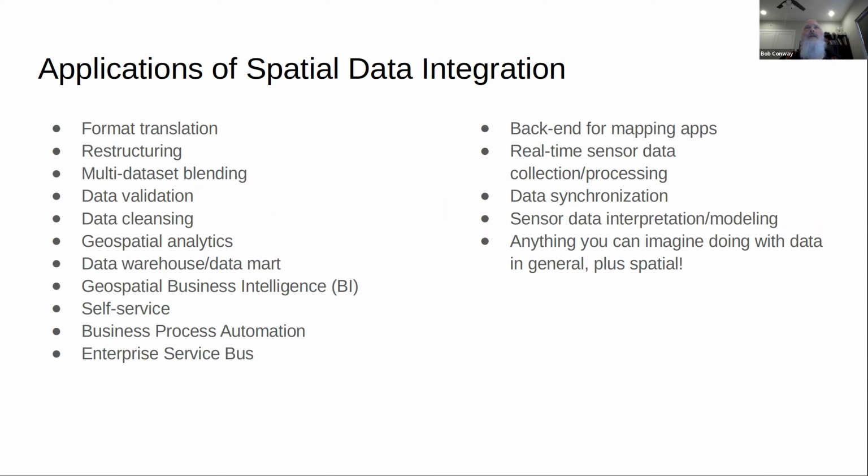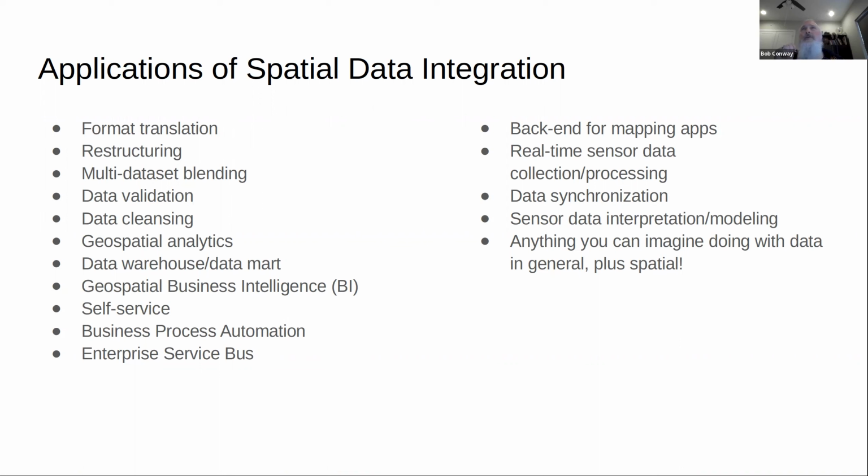Here's a smattering of industry-independent applications for spatial data integration, including format translation, restructuring, multi-data set blending, data validation and cleansing, geospatial analytics, data warehousing and data marts, geospatial business intelligence or BI, self-service, business process automation, enterprise service bus, backend for mapping apps, real-time sensor data collection and processing, data synchronization, sensor data interpretation and modeling, and pretty much anything you can imagine doing with data in general, plus spatial.